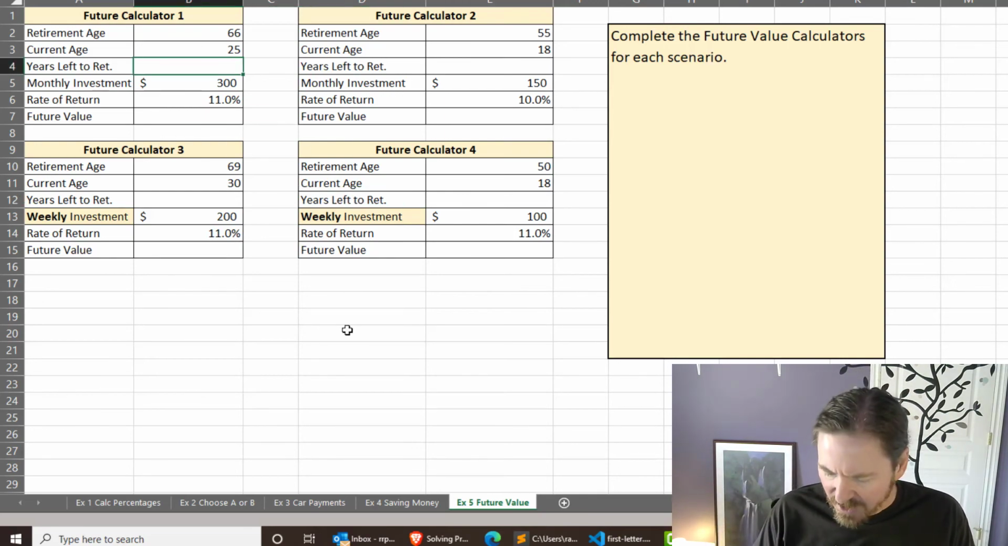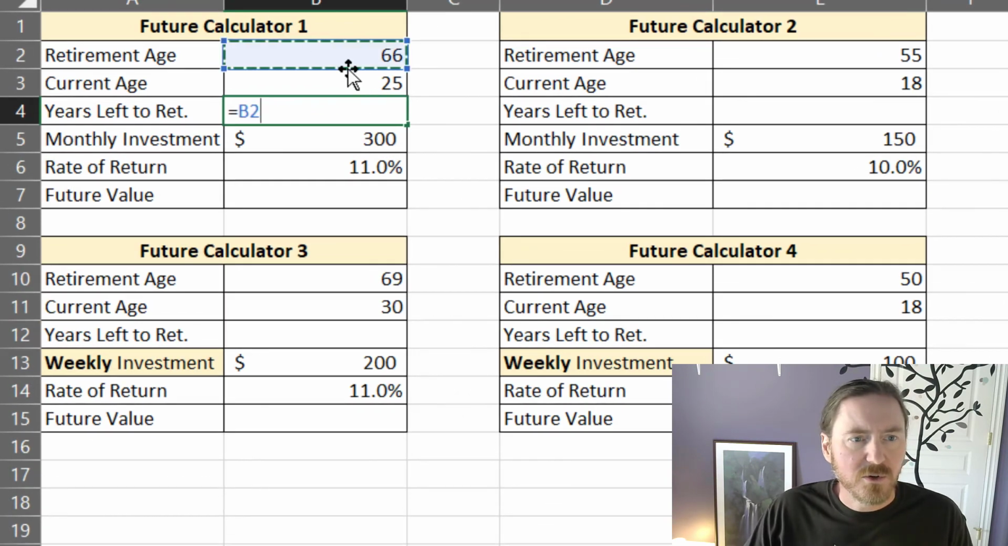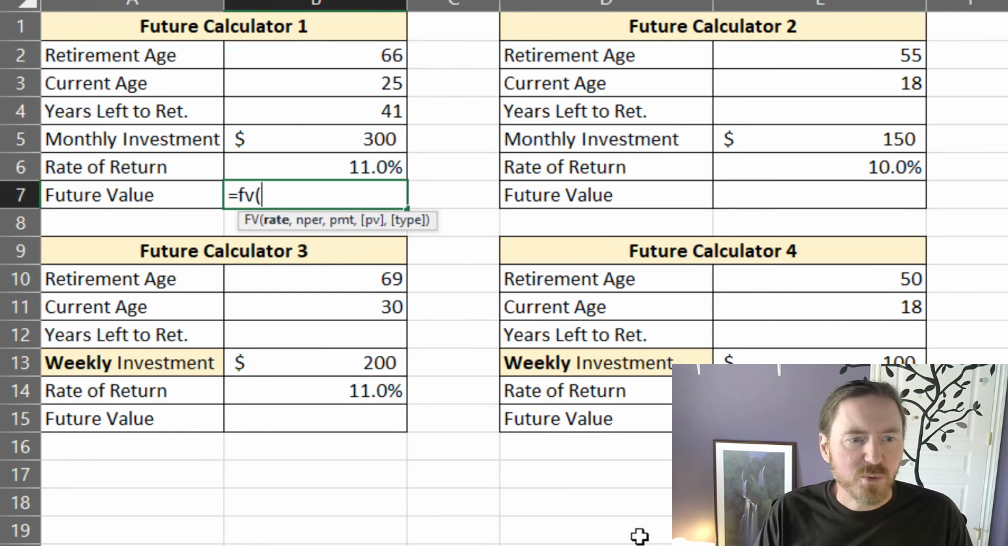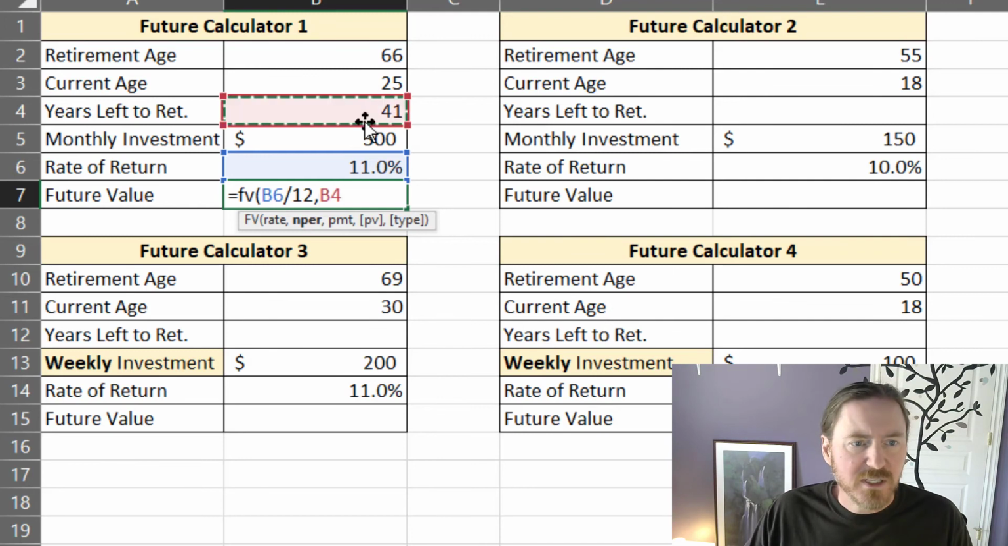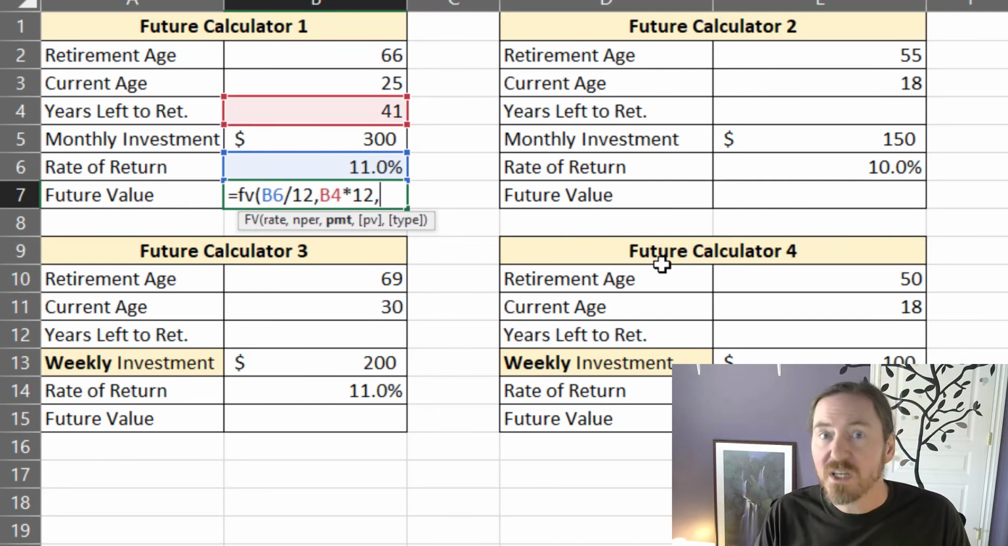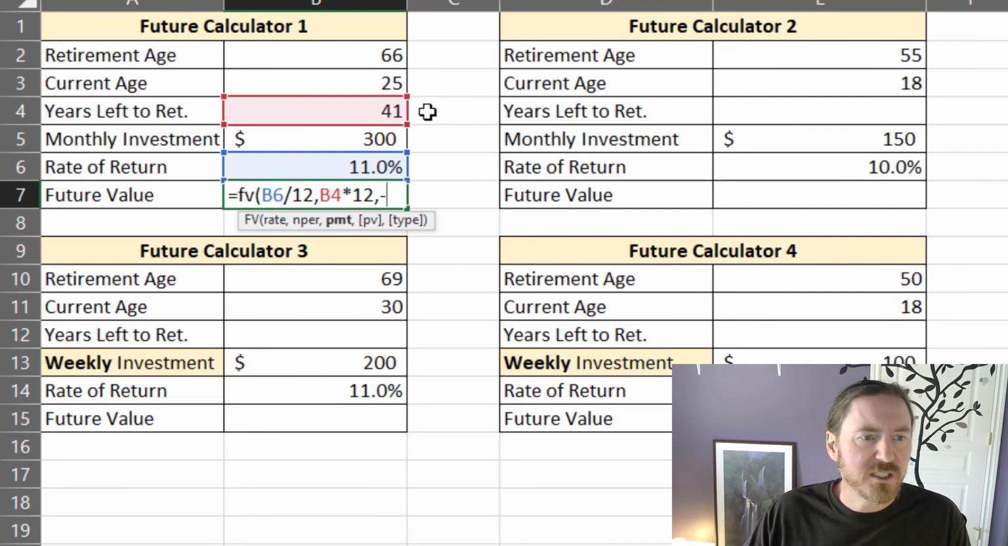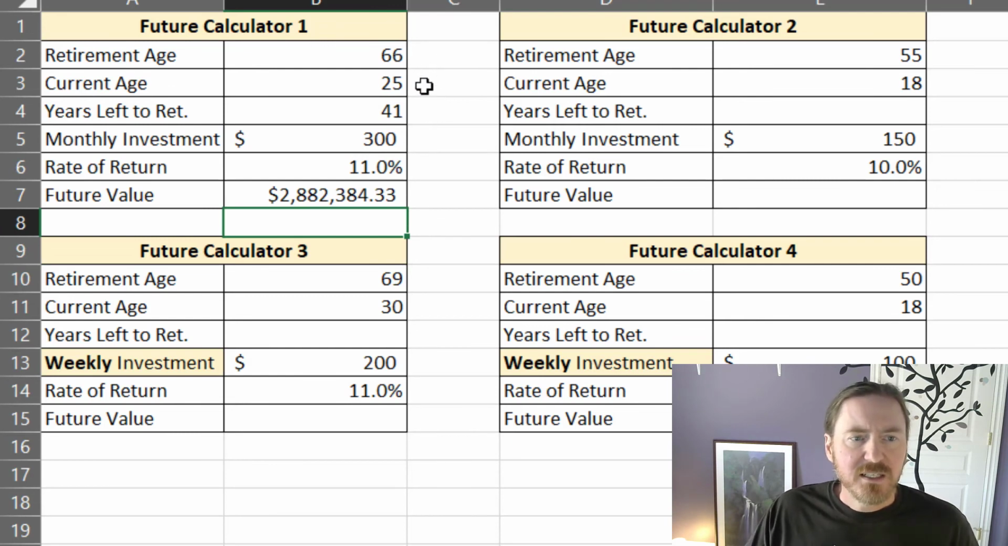Years left to retirement for the first one. Let's take our goal retirement age minus our current age, gets the number of years left. Future value equals FV, parentheses, the rate, annual rate, divided by 12 to get monthly rate, comma, number of periods, years left, times 12 to get the number of months left, comma. Payment is going to be a negative version of the monthly investment. There we go.